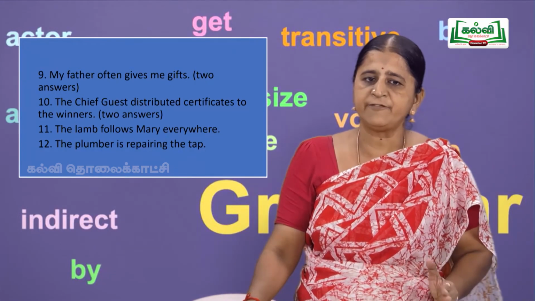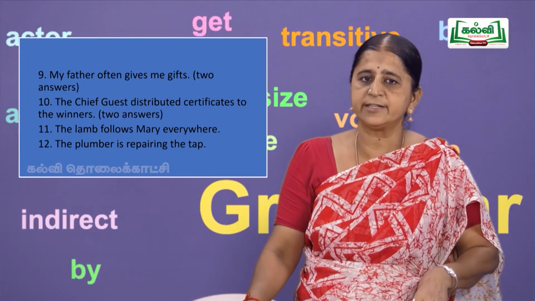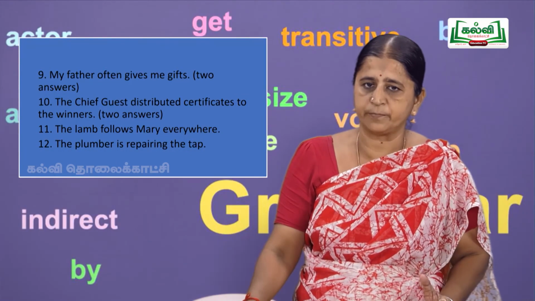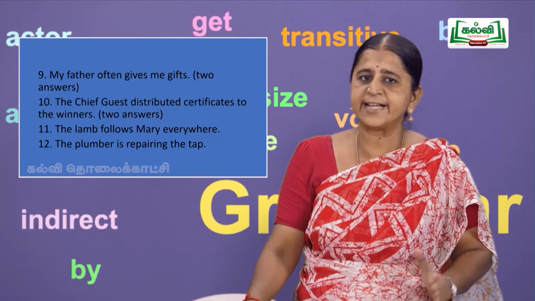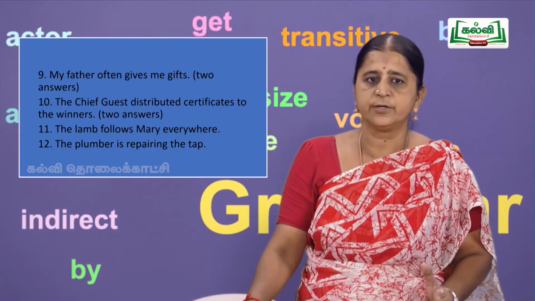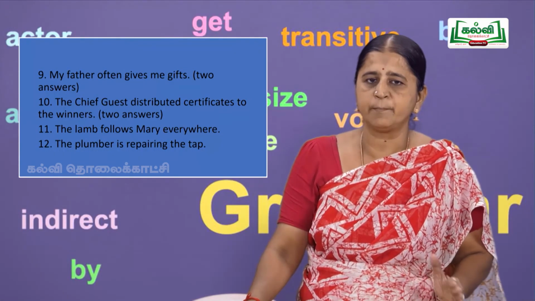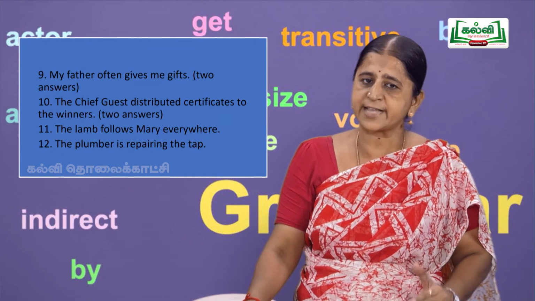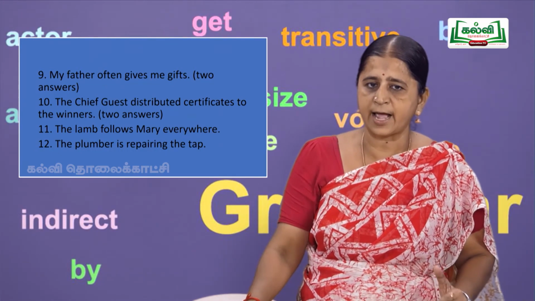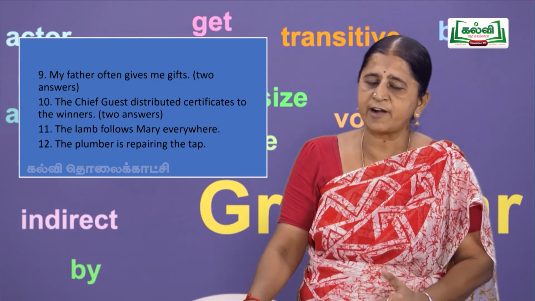Now, my father often gives whom? We have seen it is me. So, me changes to the form I. When writing in passive, me gets converted into I. When I comes, the verb am comes. So, I am often given gifts by my father. So, this is the second answer. I am often given gifts by my father.